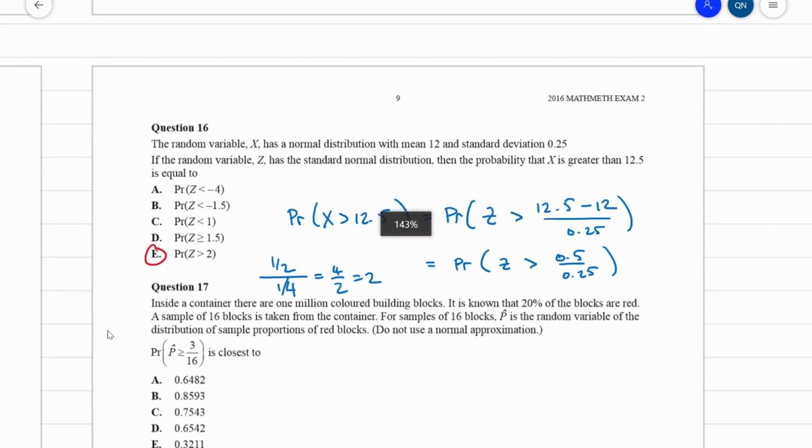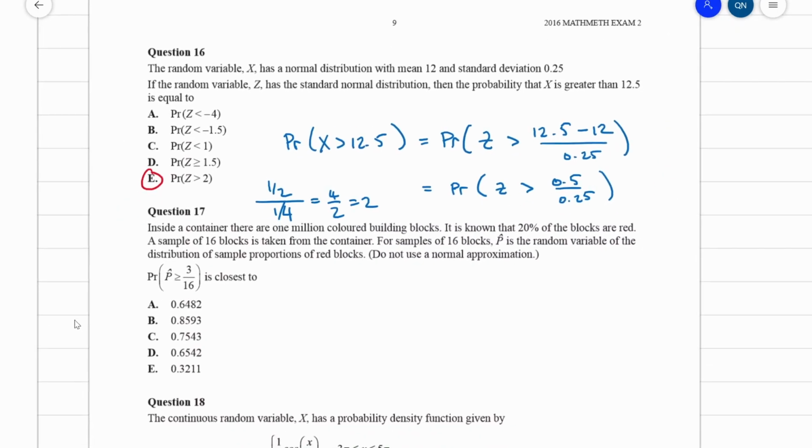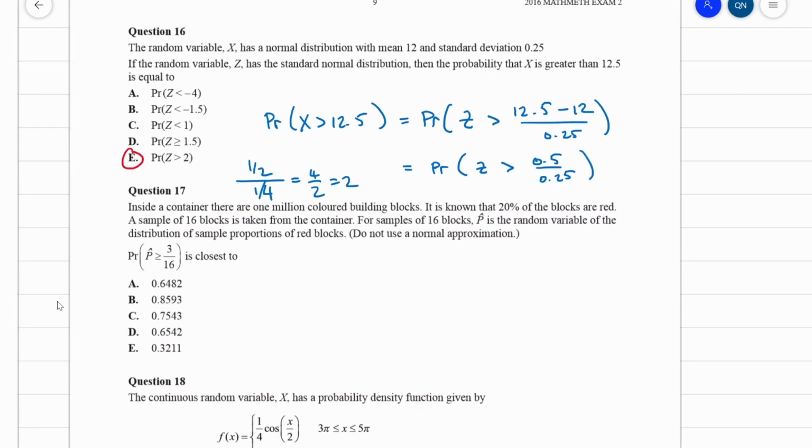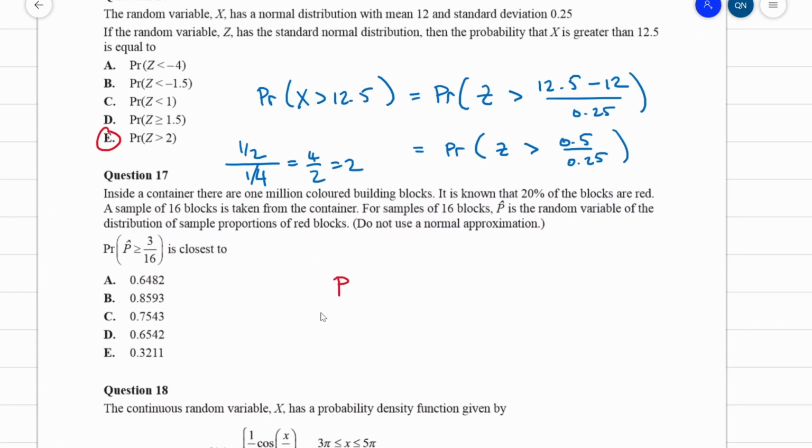Question 17. Inside of a container, there are 1 million colored building blocks. It's known 20% of the blocks are red. So we know our p over here is 20%, 0.2. A sample of 16 blocks is taken from the container. So we're working with small samples and a large population, so we can assume binomial. Do not assume normal approximations. We have to assume binomial.